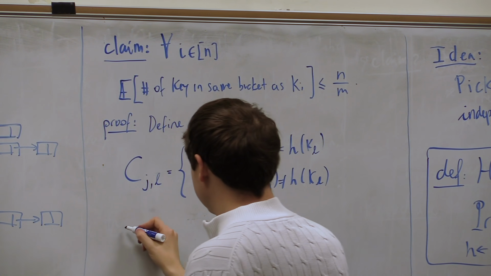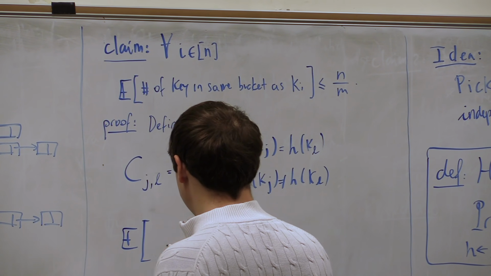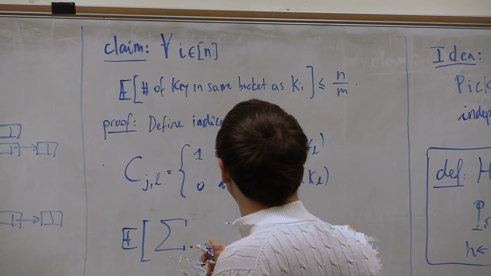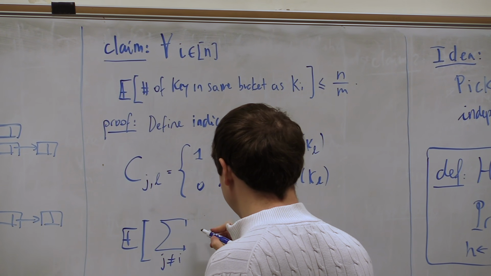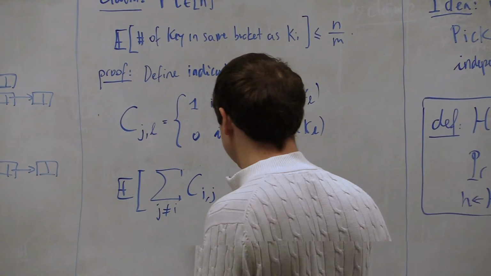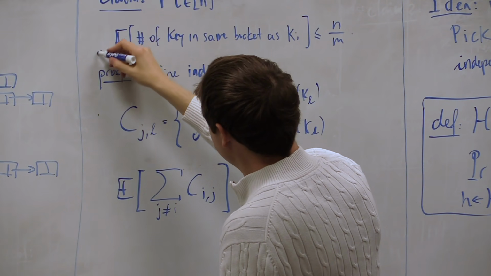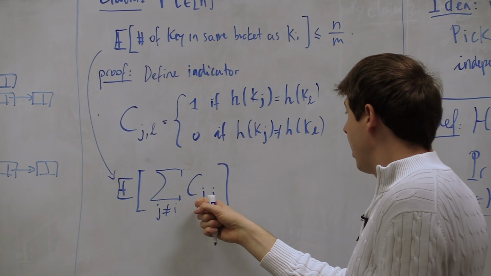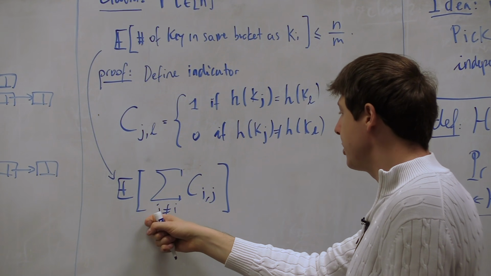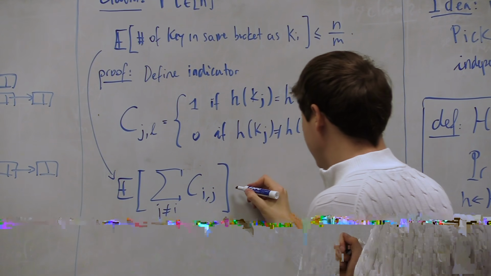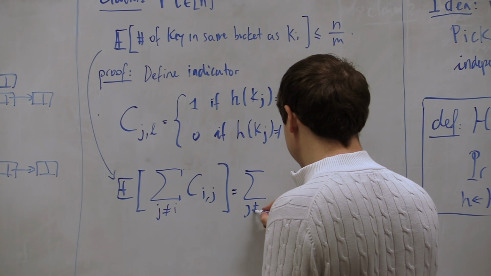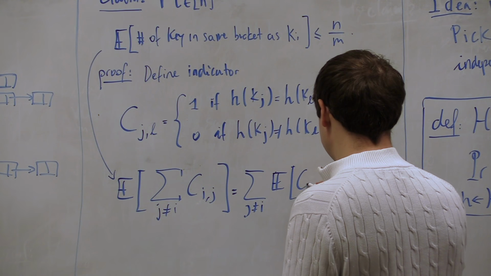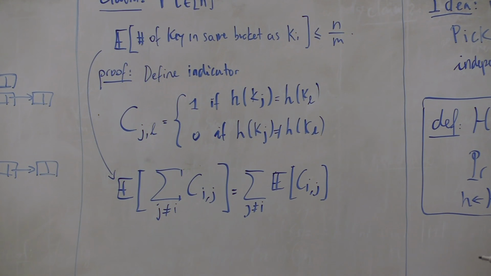Okay, so that's an indicator. The expectation that I'm looking for is the expectation of a sum over j not equal to i of C_ij, right? This expectation that I'm computing is exactly this quantity over here, because I'm saying pay attention to i, and let's see in expectation how many other j's will collide with i. Okay? So by linearity of expectation, this is the same as putting the sum outside. So this is the expectation of C_ij. But what is C_ij?